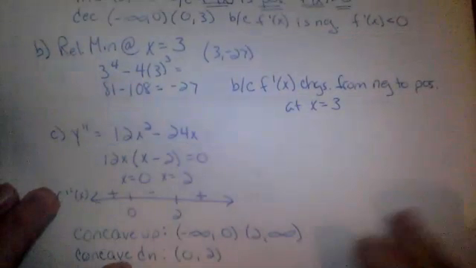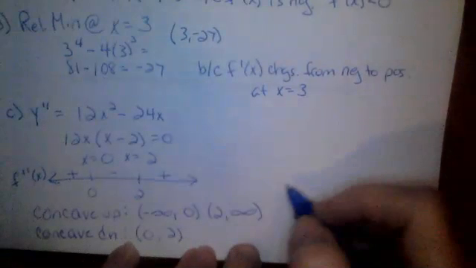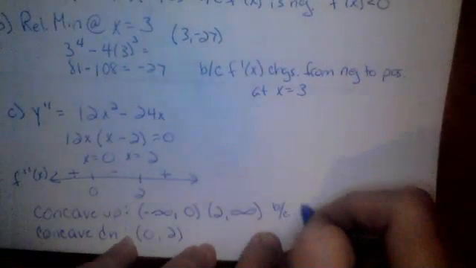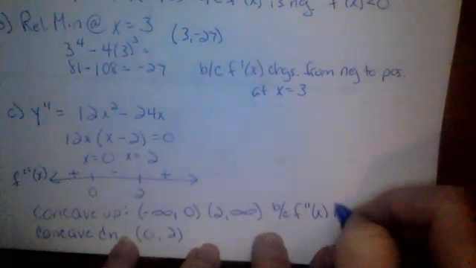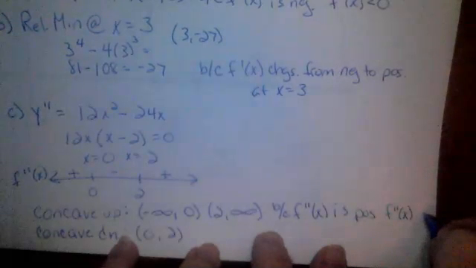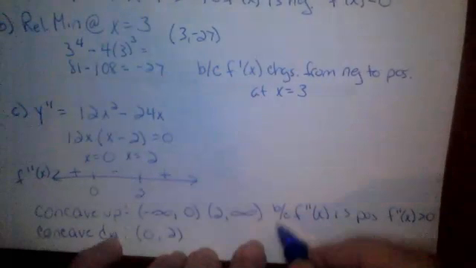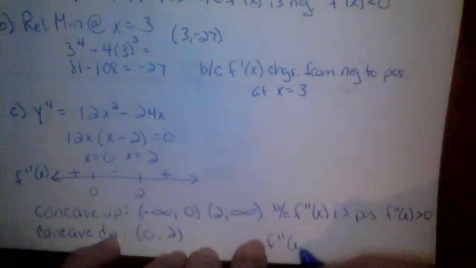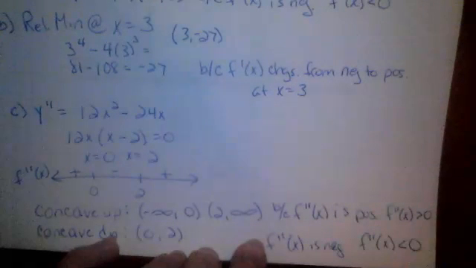So that's going to be our justifications over here. To justify this, we're going to say it's concave up because our second derivative is positive, or you could say because f double prime is greater than 0, and we have concavity down whenever our second derivative is negative, or our second derivative is less than 0.